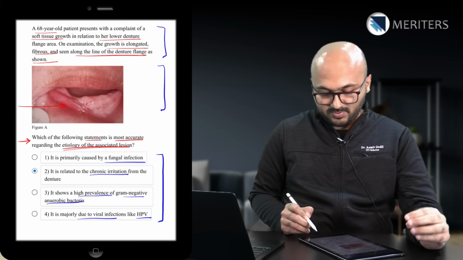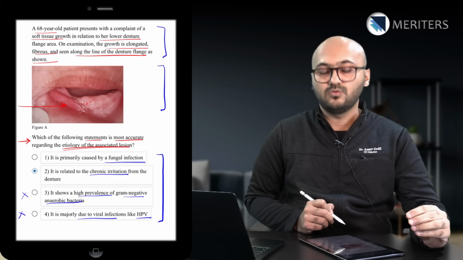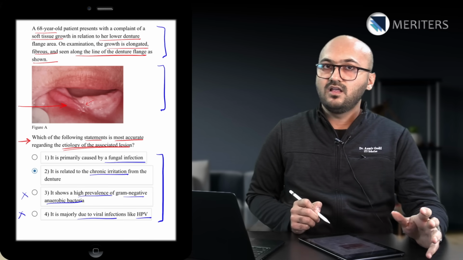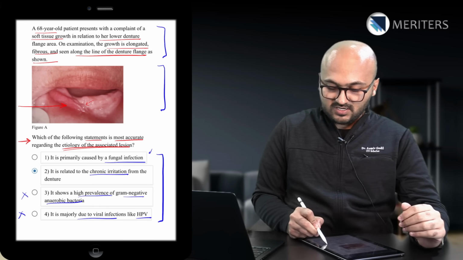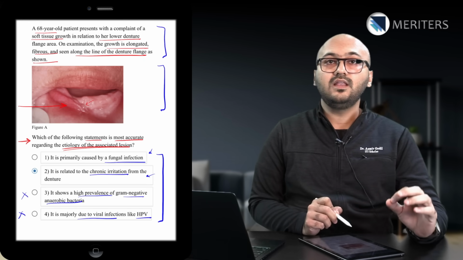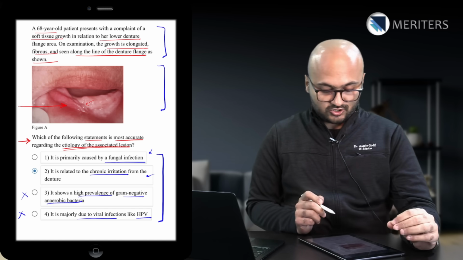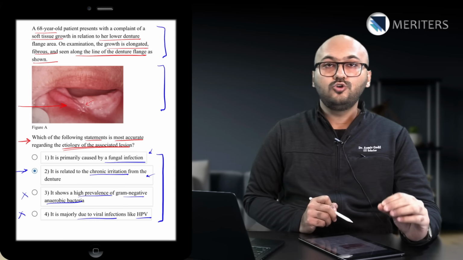infections like HPV. Now the last 2 options are definitely incorrect because it is not associated with bacterial and viral infections, but it could be associated with candida and chronic denture irritation. But here the main lesion is the flabby tissue. It is not denture stomatitis. So the correct answer would be option 2.